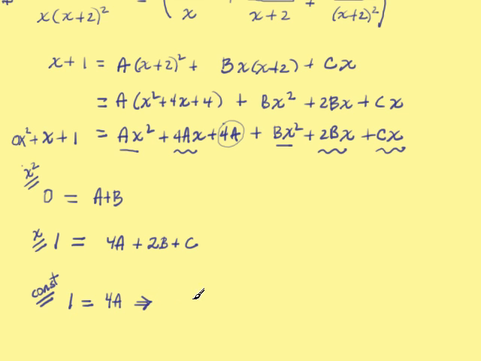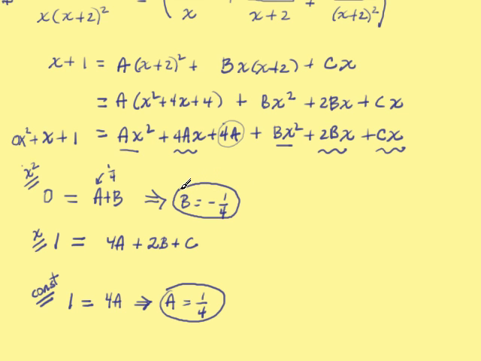So from this equation we conclude that a is equal to 1/4. All right, now here if a is 1/4, we have that b is minus 1/4. All right, and now we can use this to find c. So remember, a is 1/4, and b is minus 1/4. So here we have 1 is equal to 4 times 1/4 is 1, 2 times minus 1/4, that's minus 2/4 or minus 1/2, plus c. So we have 1 is equal to 1/2 plus c. Subtracting 1/2 from both sides, we have that c is equal to 1/2.